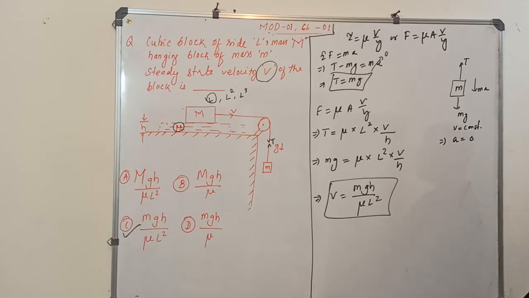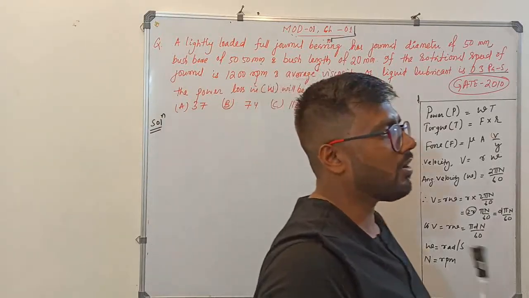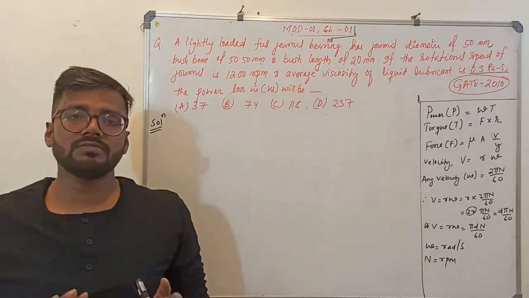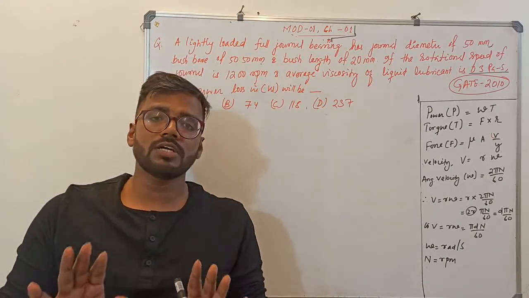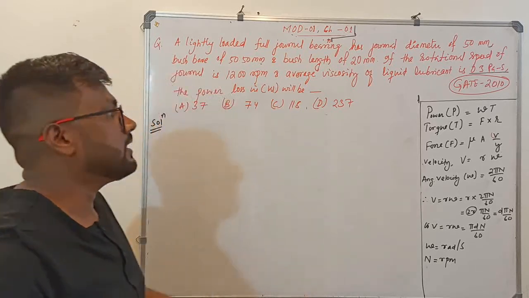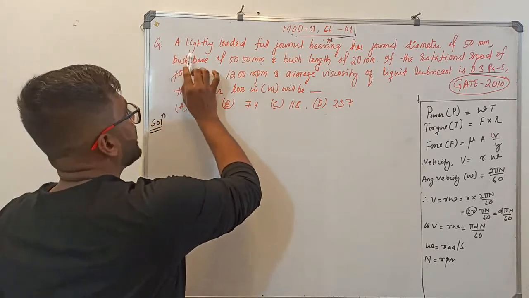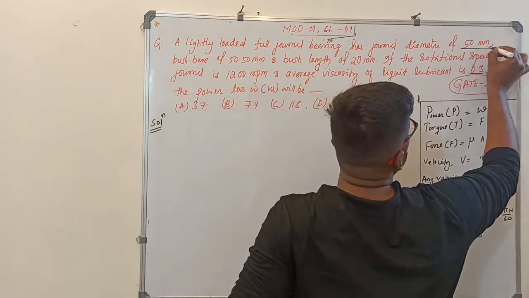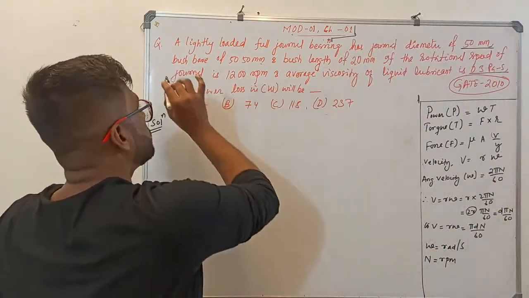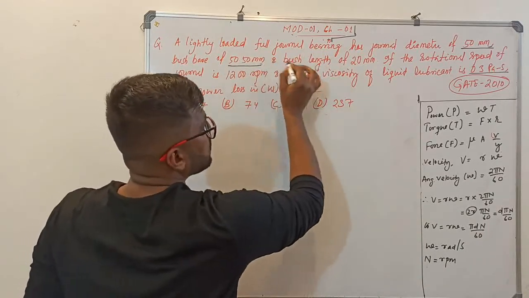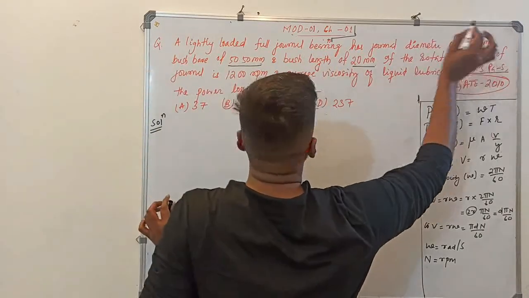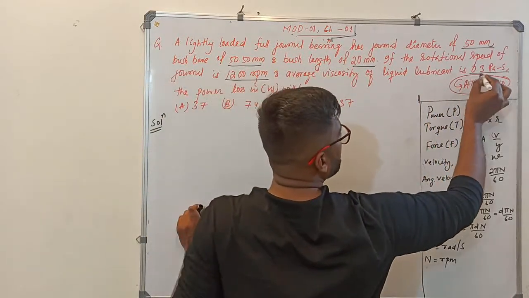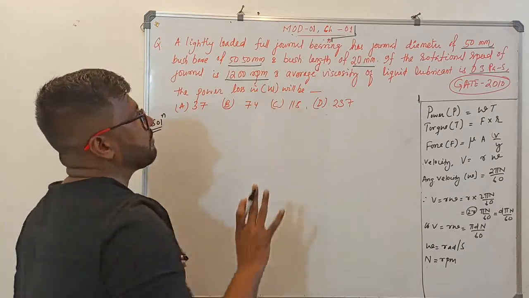Thank you. We have one more interesting problem here. Okay. Initially, you might think this problem is from machine design or somewhere, but you cannot solve the problem without the help of fluid mechanics here. See, this problem says a lightly loaded full journal bearing has a journal diameter of 50 mm. Okay, the diameter is given in mm. Bush bore of 50.5 mm. Bush length of 20 mm. If the rotational speed of the journal is 1200 rpm and the average viscosity of the liquid lubricant is 0.3 pascal second, find out the power losses.